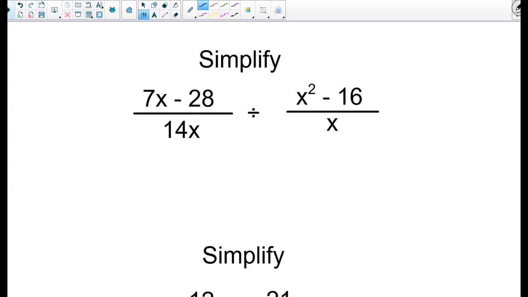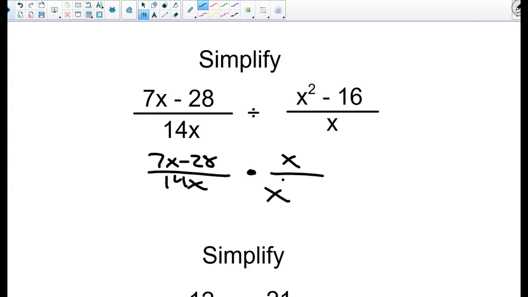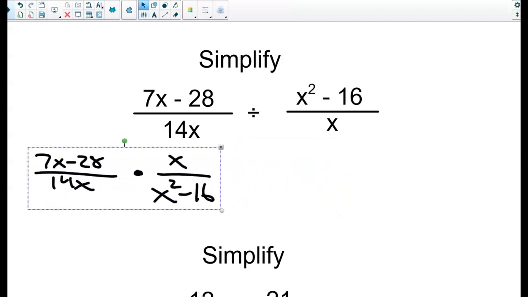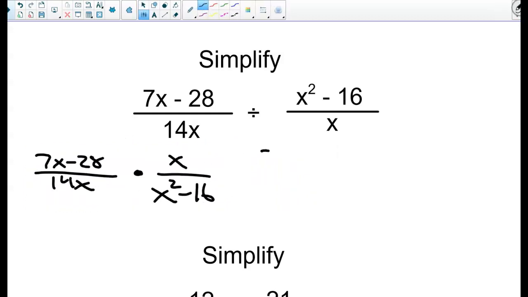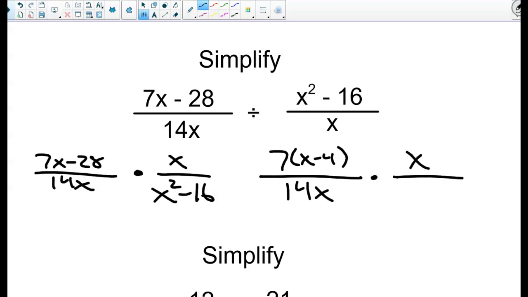With division, the first thing I would do is rewrite the first fraction and flip the second. Don't do any factoring. Don't do anything to it. Not rewriting is lazy. There's no other way around it. It's lazy. Here, I can take a 7 out, x minus 4, over 14x times x minus 4, x plus 4.